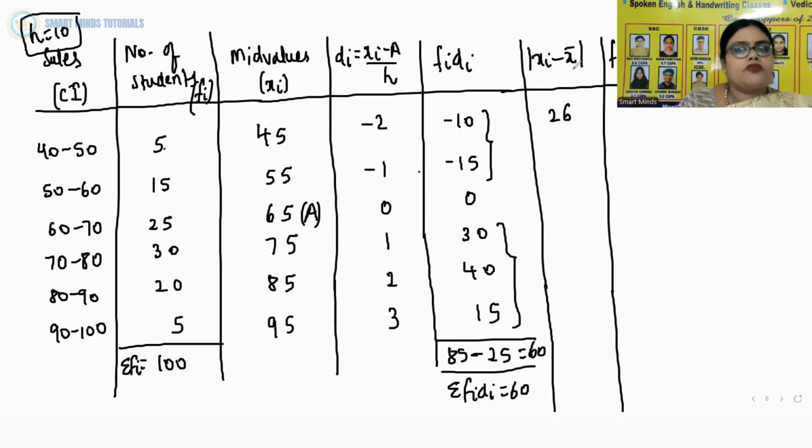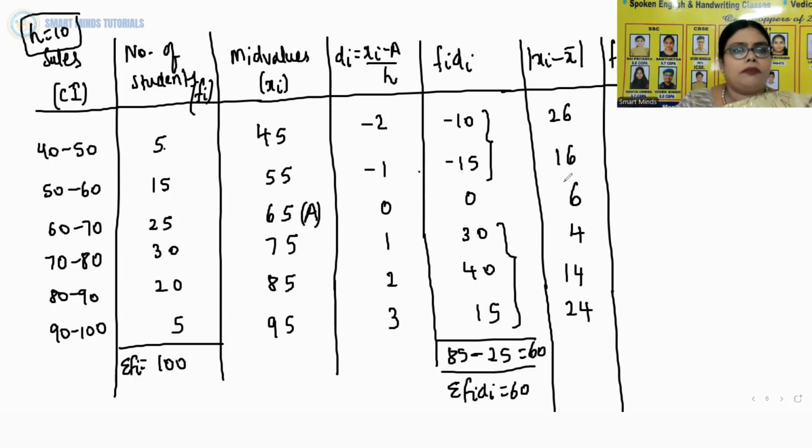Because you have modulus, we don't take negative. So everything is positive here. Now you reduce 10, you will get 16. Again reduce 10, you will get 6. Now 75 minus 71 is 4. Now we have to increase by 10 each time. Plus 10 is 14, then plus 10 is 24.